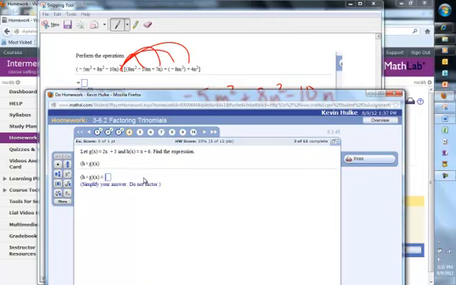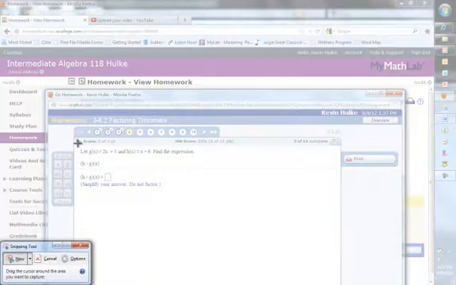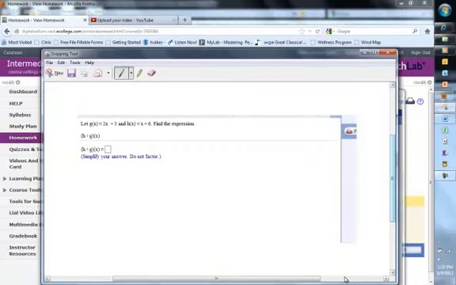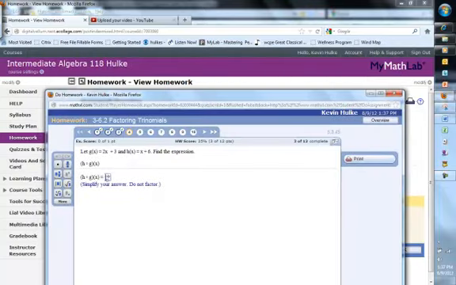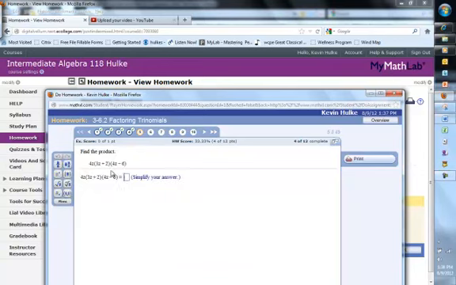All right, next one. F of g of x. So we fill in the g of x, which is 2x plus 3. That is going to be x in the second one. So we're going to add 6 to it to get h circle g of x, and you get 2x plus 9. 2x plus 9.